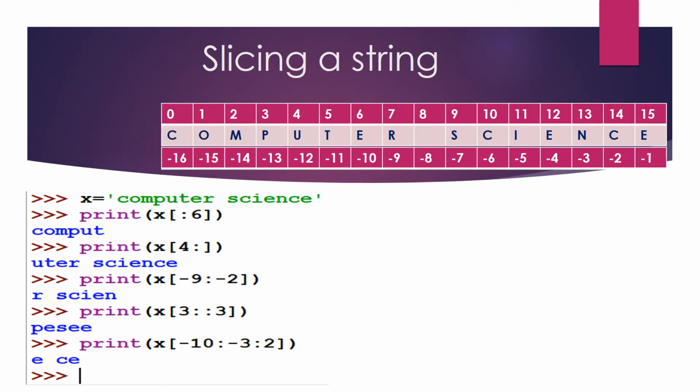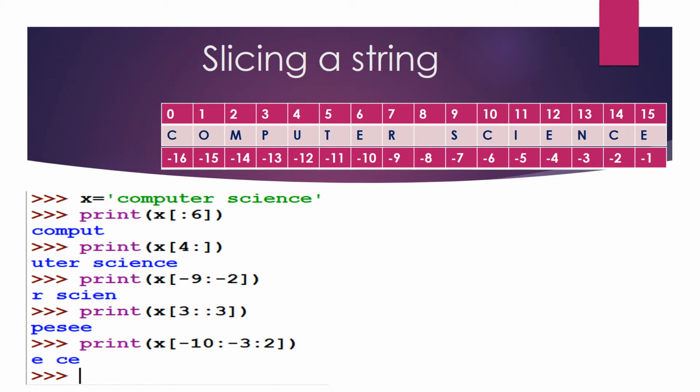Now we'll see slicing a string. Slicing a string means creating a new substring from the source string, and the original string will remain the same, because you know that a string is immutable in nature. We cannot change anything in the string, but we can make another substring from the original string.